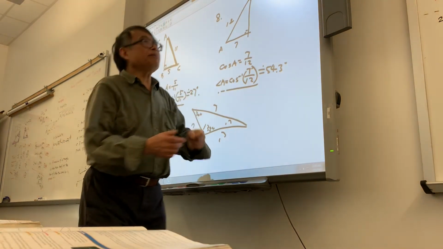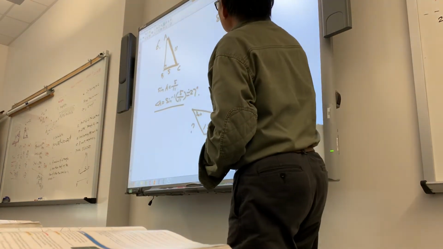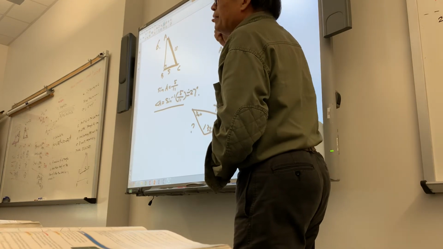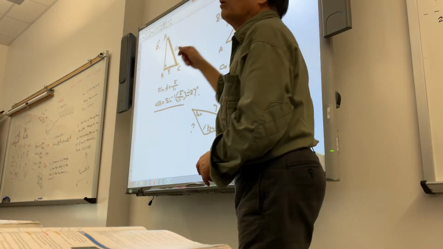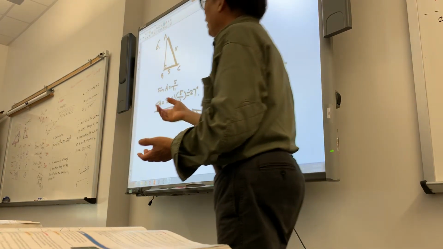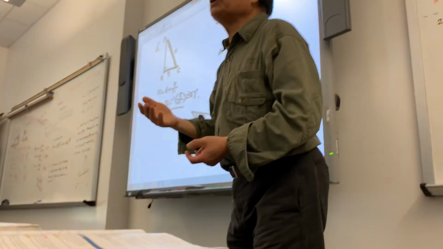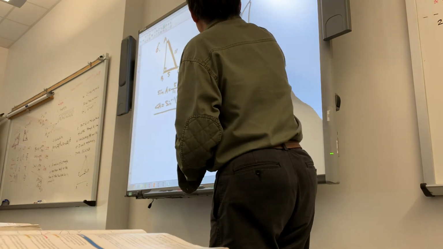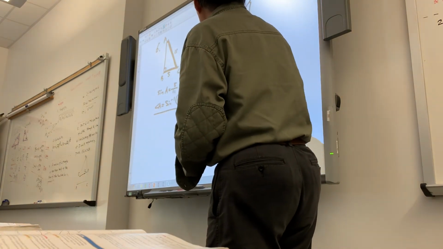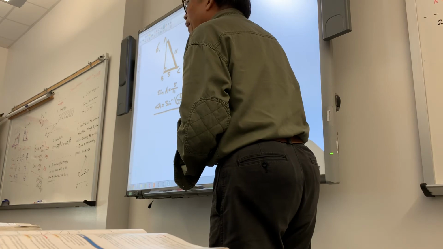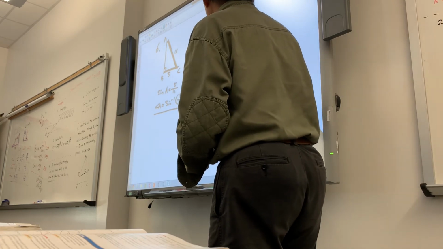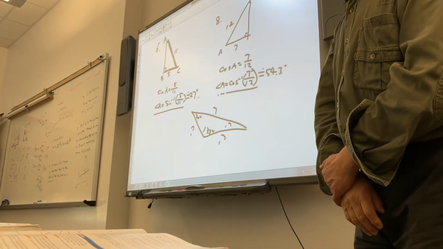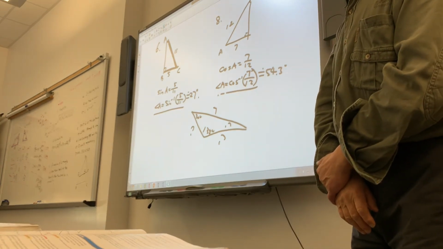Number 8 is the same thing. This side is 7, this side is 12. For angle A, 7 is adjacent and 12 is the hypotenuse. Adjacent over hypotenuse, which function should we use? Cosine. So cosine A is 7/12. Then angle A measurement is arccosine 7/12, which is 54.3 by calculator. Is that okay? Yes or no?